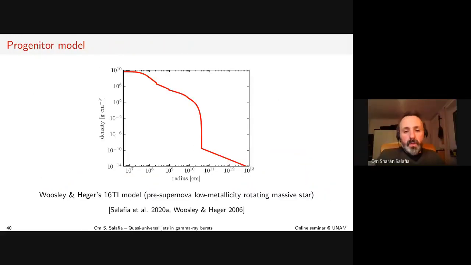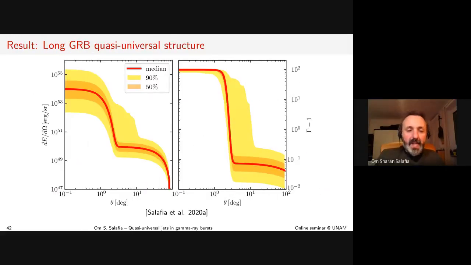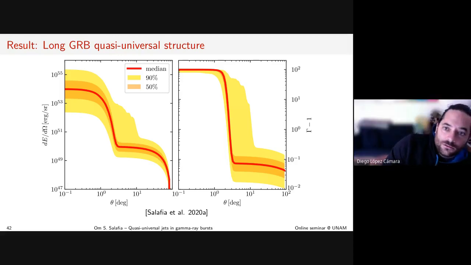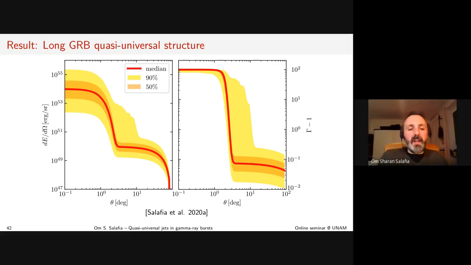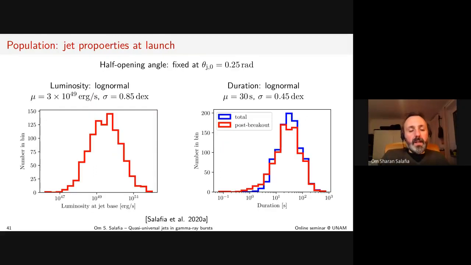The yellow one we obtain with the semi-analytic code, so there is no hydro simulation here. It's just analytic formulas and integrals which are solved numerically, and we get the distribution of structures. The red line is just the median of the distributions. I'm not showing the individual jet structures from this series of computations, but these are the initial conditions, the distribution of initial conditions.